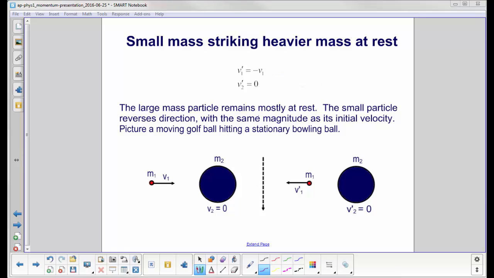A good example of that would be hitting a golf ball against a stationary bowling ball, or hitting a tennis ball against the wall for practice. That ball reverses its velocity but basically keeps the same speed, and the wall doesn't move.